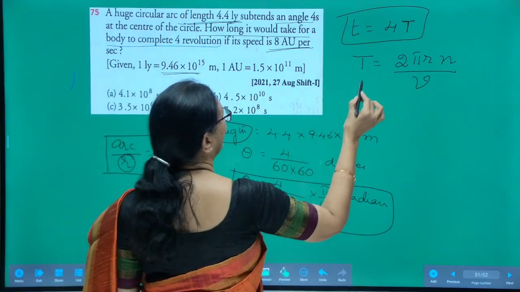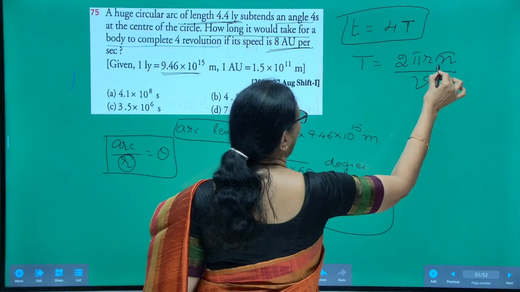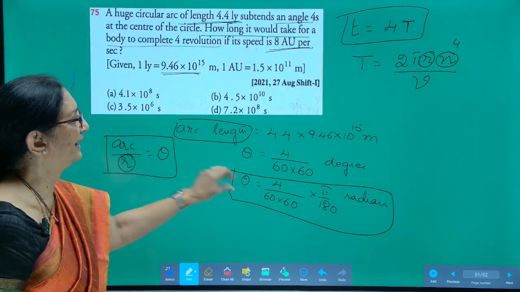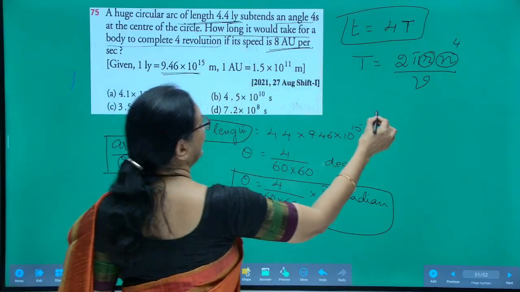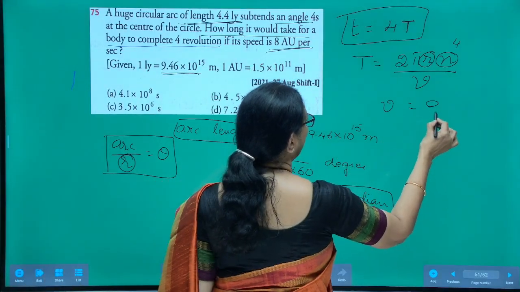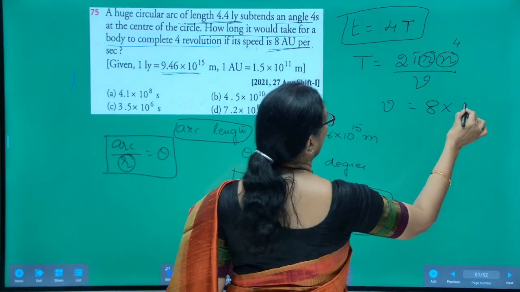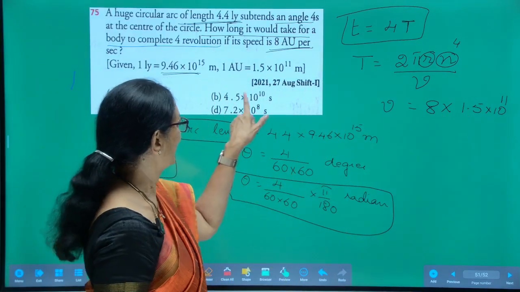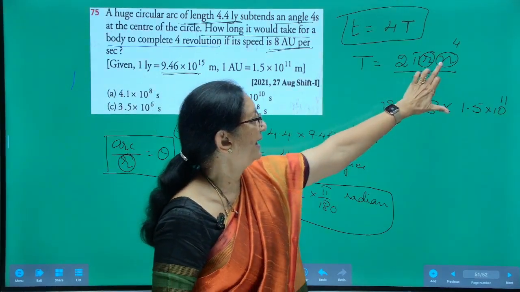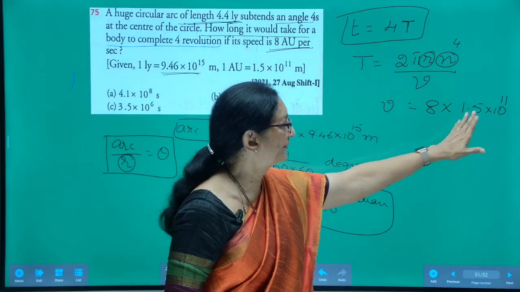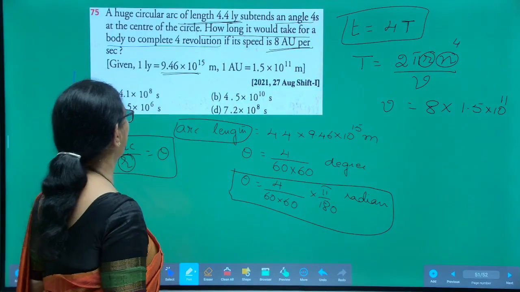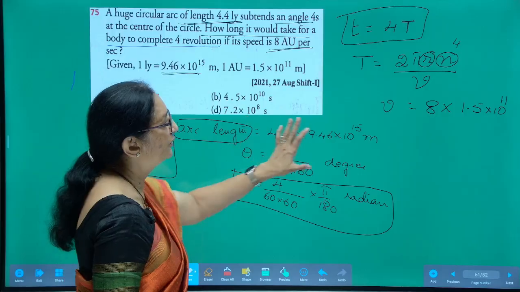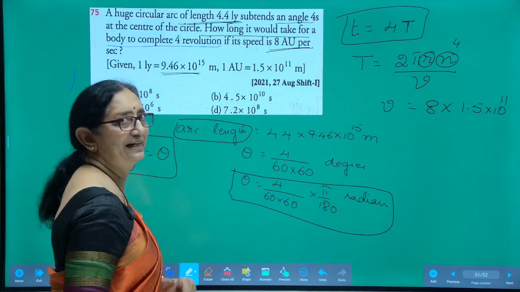Done. See here, n is given as 4, r is given by arc length by this theta given in radians, and V is given as 8 into 1 AU, which is 1.5 into 10 to the power of 11. So, substitute R from this formula, N is given as 4, V is given straight away as this. On solving that, you will be getting that answer. So, just from this, you have to complete the calculation and get the answer.